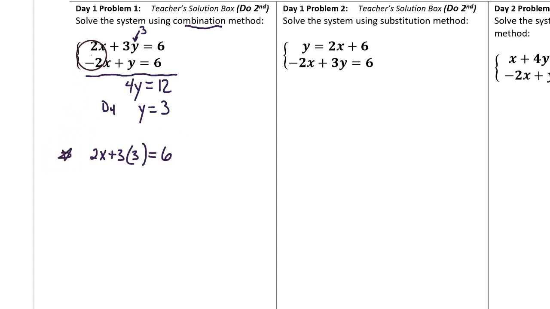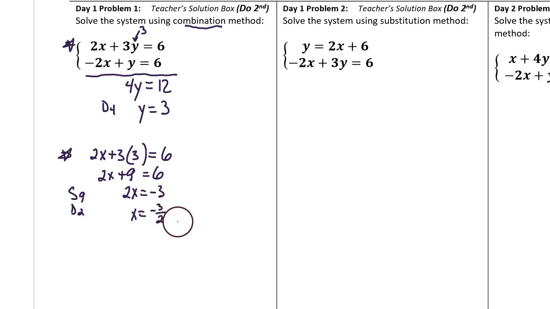Take a look at this right here and take a look at that first equation. Do you see that they're the same? It's just that where the letter y was, we substituted in the answer for y. Now solve this. 2x plus 9 is equal to 6. Subtract 9 from both sides. 2x is equal to negative 3. And then divide by 2. So x is equal to negative 3 halves.